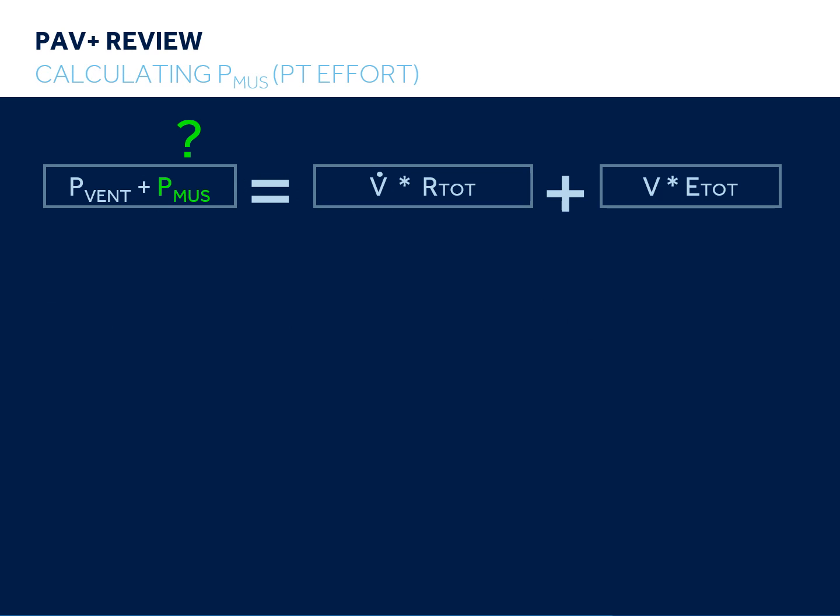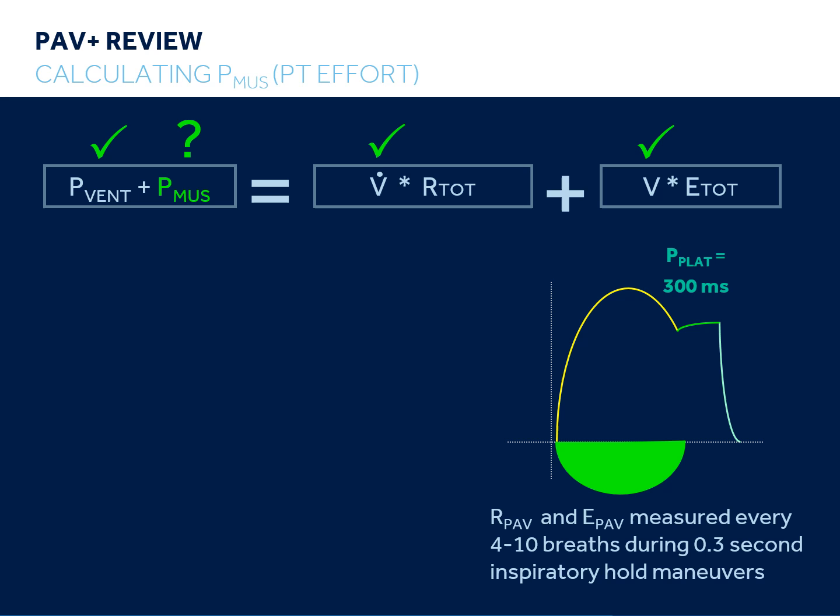So now that we have the equation of motion, and we know we need to solve for PMUS, let's fill in the rest of the variables. At any given time, the ventilator knows circuit pressure, the flow rate going to the patient, and the volume that has gone to the patient. To establish resistance and elastance data, the PAV software provides a 300 millisecond inspiratory hold just when the patient's effort has come to an end.